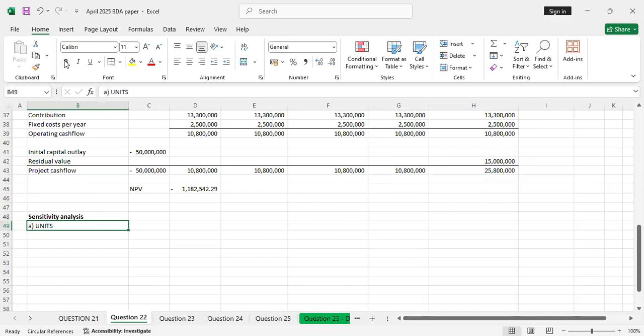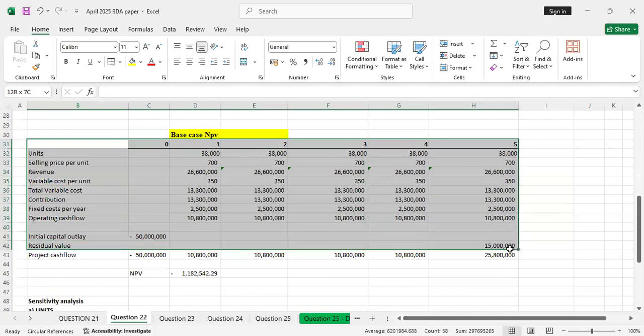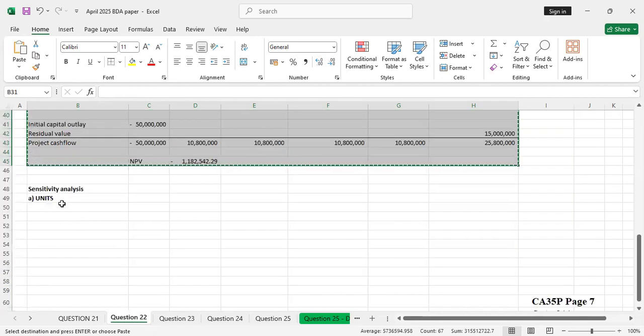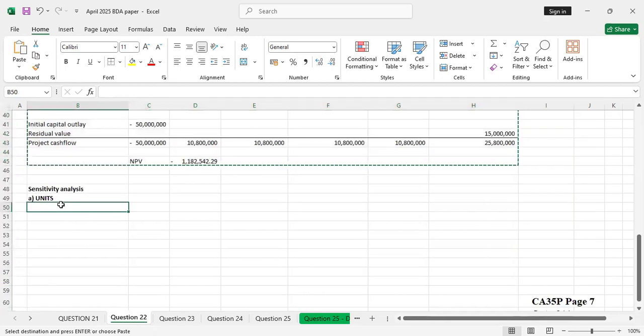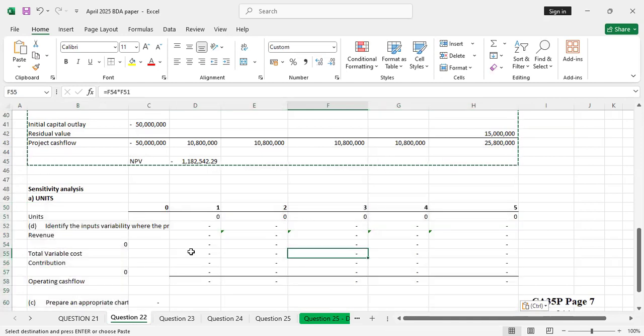So for A, you start with units, which means that you'll vary units as the other factors remain constant. Everything remains constant. So I'll select all this up to NPV. Then I'll press Control C to copy, then I'll come here and paste with Control V.